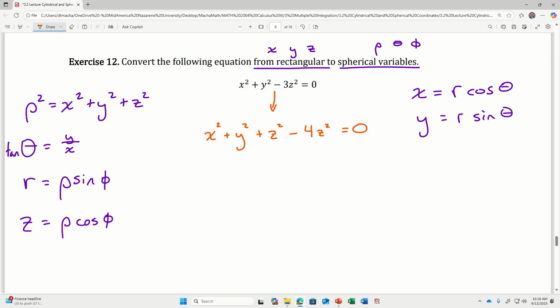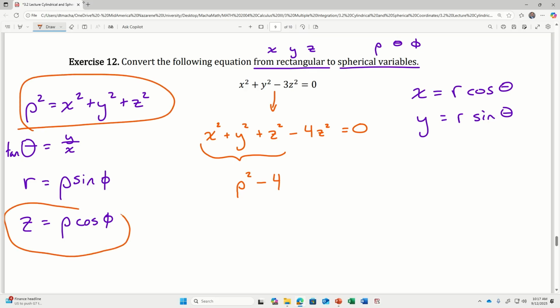You notice how negative 3z squared is the same thing as positive z squared minus 4z squared? And now do you feel inspired? Okay, so I could combine that into just a nice rho squared. And then I still have some z's, but to get rid of the z's, I might want to use this formula, just because it gives me z explicitly.